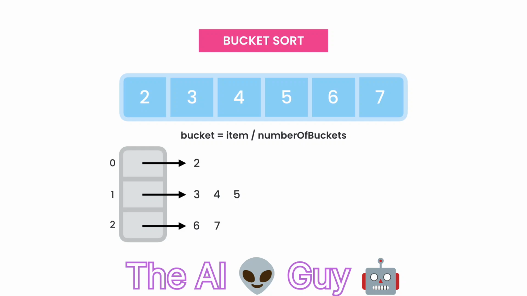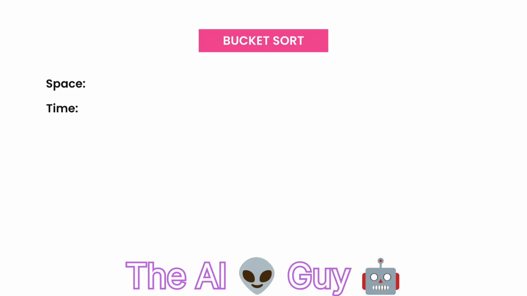Now, how many buckets do we need? Well, there is no magic number. The more buckets we have, obviously the more memory we need to allocate, but we can sort each bucket in less time because we would have fewer items in each bucket. Now let's do complexity analysis. What is the space complexity of bucket sort? Well, assuming that we have k buckets, we need to allocate an array of k items.